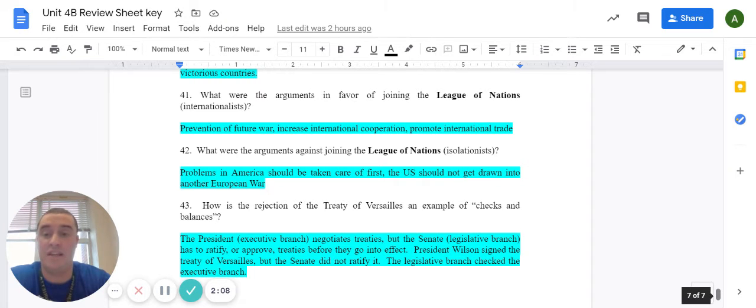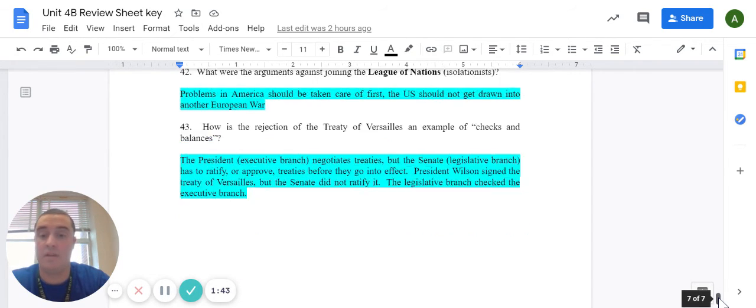41, what were the arguments in favor of joining the League of Nations? So there are people in the United States who wanted the U.S. to join the League. They thought it would help prevent future wars. It would increase international cooperation and promote international trade. There were also people who did not want to join the League of Nations. So 42 summarizes their arguments. Basically, they said there were problems in America that we should address first. And most importantly, they did not want the U.S. to get drawn into another European war.